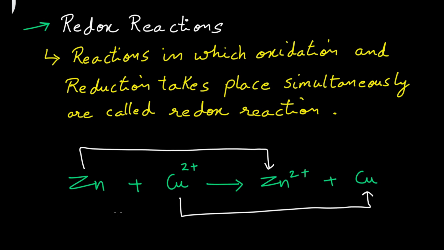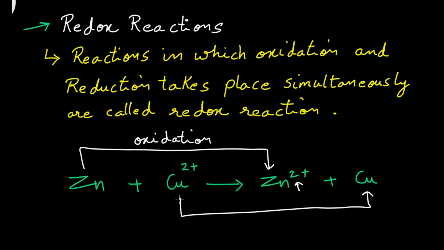Now look at zinc. The oxidation state of zinc is 0, and it is going towards the oxidation state +2, which means it is losing electrons. And what does losing electrons mean? Oxidation. Oxidation is loss of electrons. So zinc is undergoing oxidation.